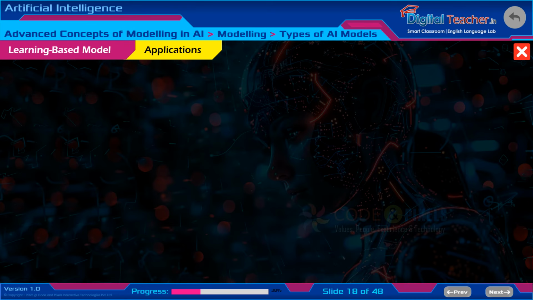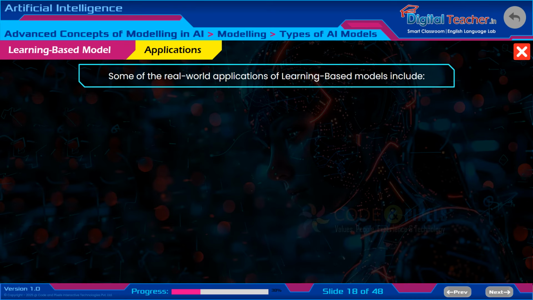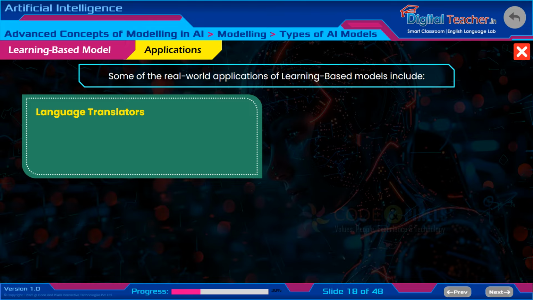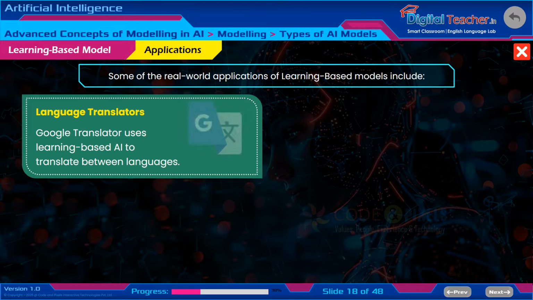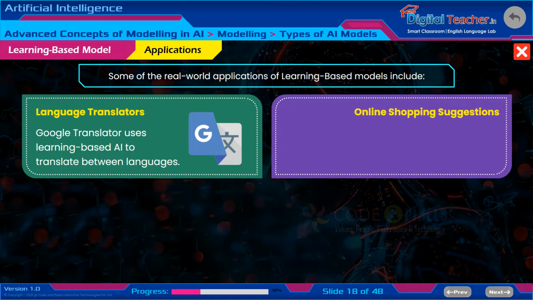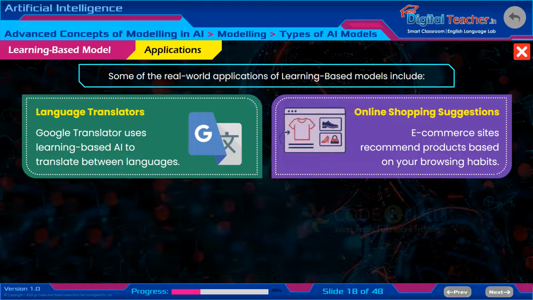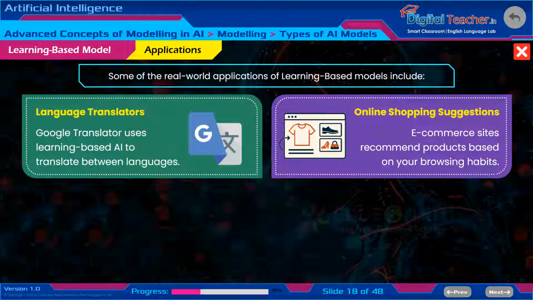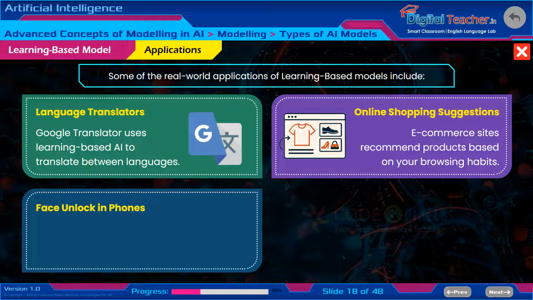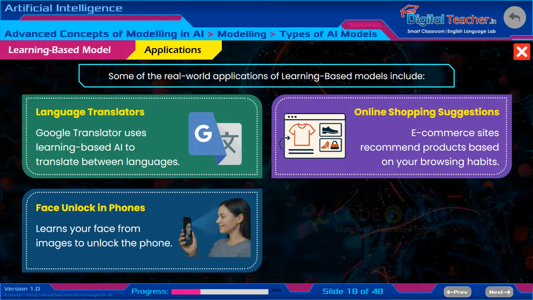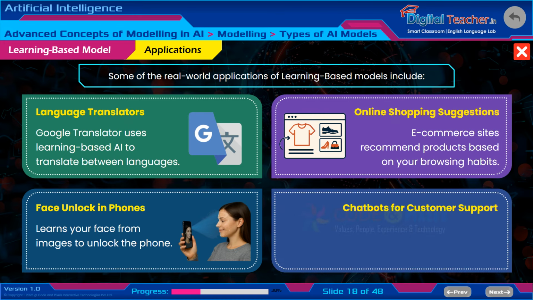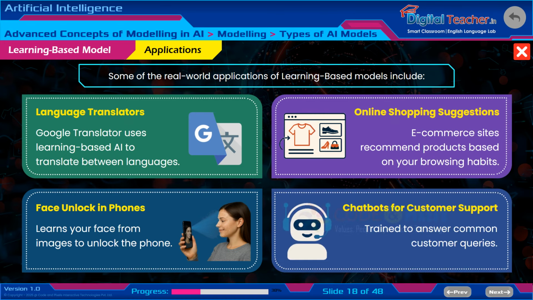Applications of learning-based models. Some of the real-world applications of learning-based models include language translators. Google Translate uses learning-based artificial intelligence to translate between languages. Online shopping suggestions. E-commerce sites recommend products based on your browsing habits. Face unlock in phones. Learns your face from images to unlock the phone. Chatbots for customer support. Trained to answer common customer queries.